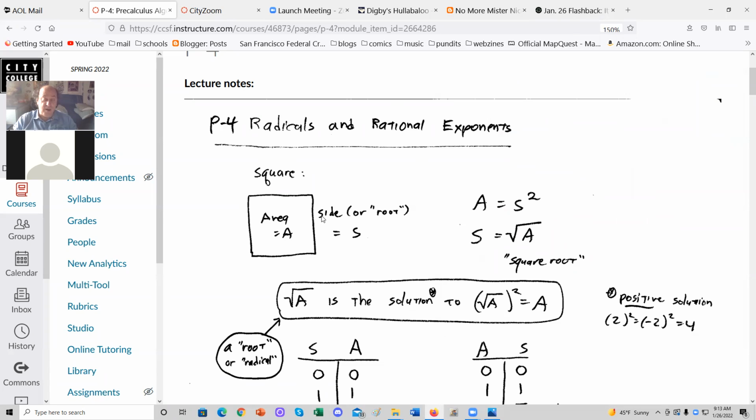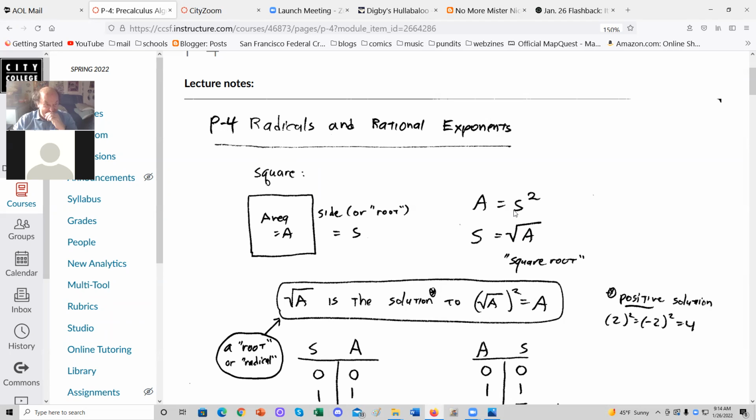Given a square, this four-sided figure, with a side S, for some reason the side is also called a root. I don't know why. That's an ancient habit, whatever. Is side S, root S, and area A. The area equals S times S, called S squared. So that gives you A given S.